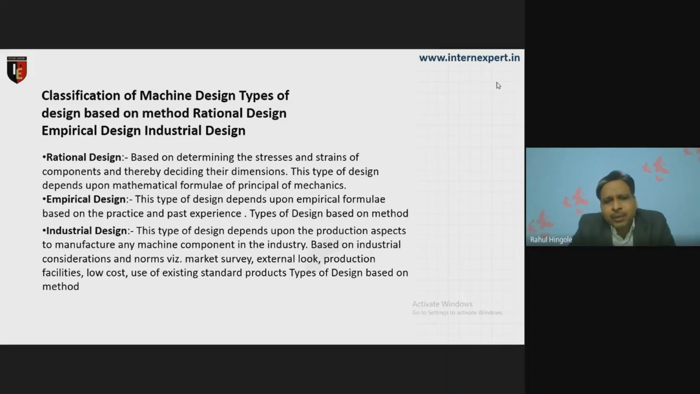These are based on some practical experience. There are some thumb rules, and there are certain design methods. From past experience, we have to design such types of products or components or elements. So why am I telling components or elements?